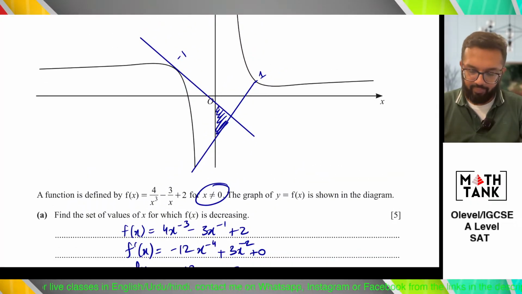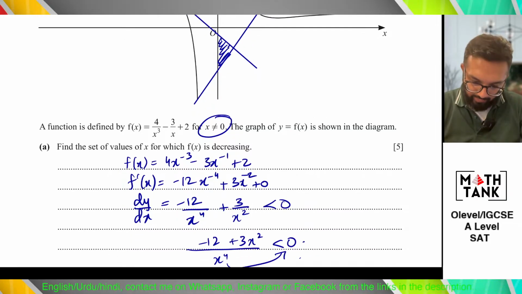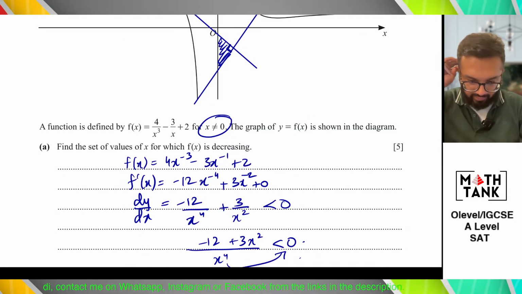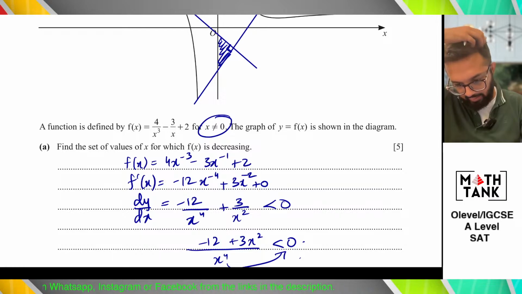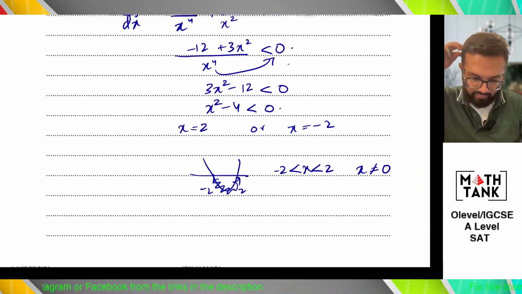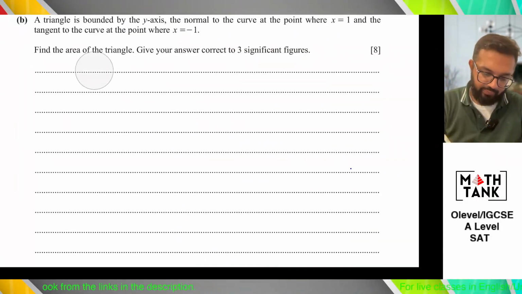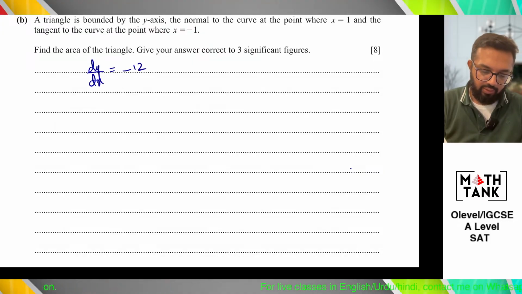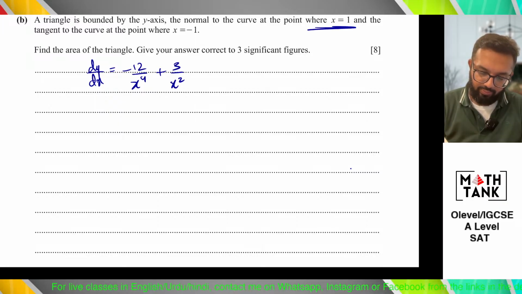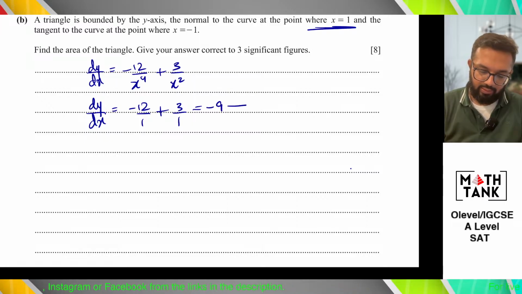Let's say. Okay. What I need to find out simply is where these lines are. I need the equations of these lines. So I have dy by dx equals minus 12 over x to the power 4 plus 3 over x squared. Normal at the point where x equals 1. So dy by dx gives me minus 9. That's the tangent.